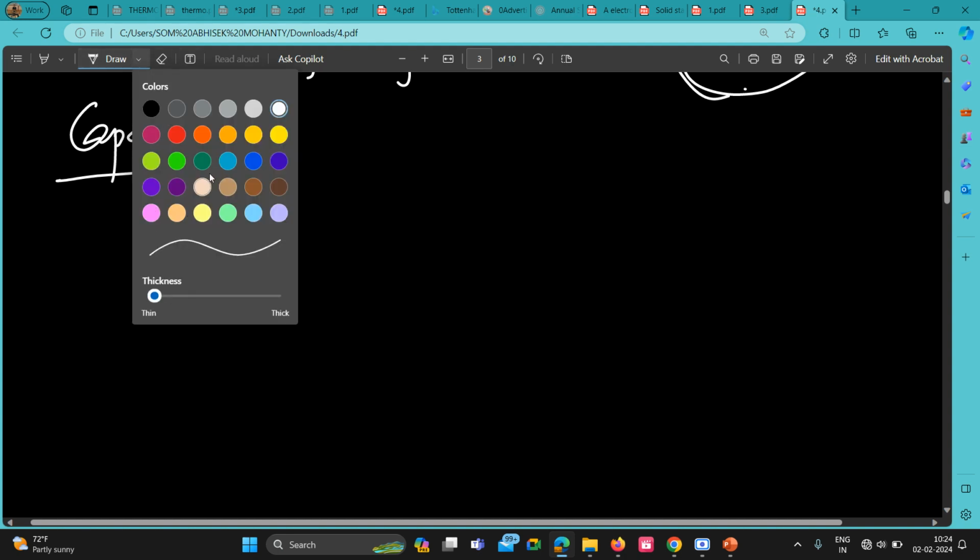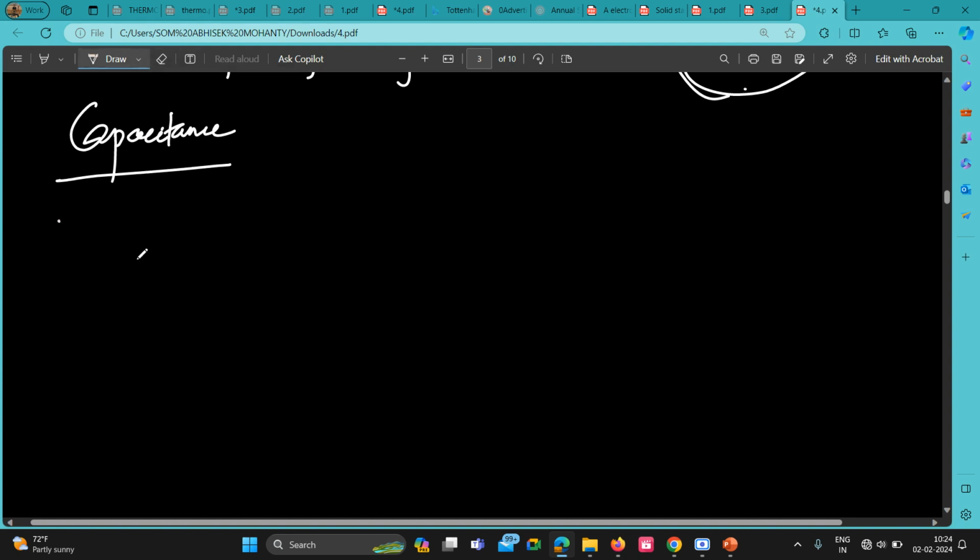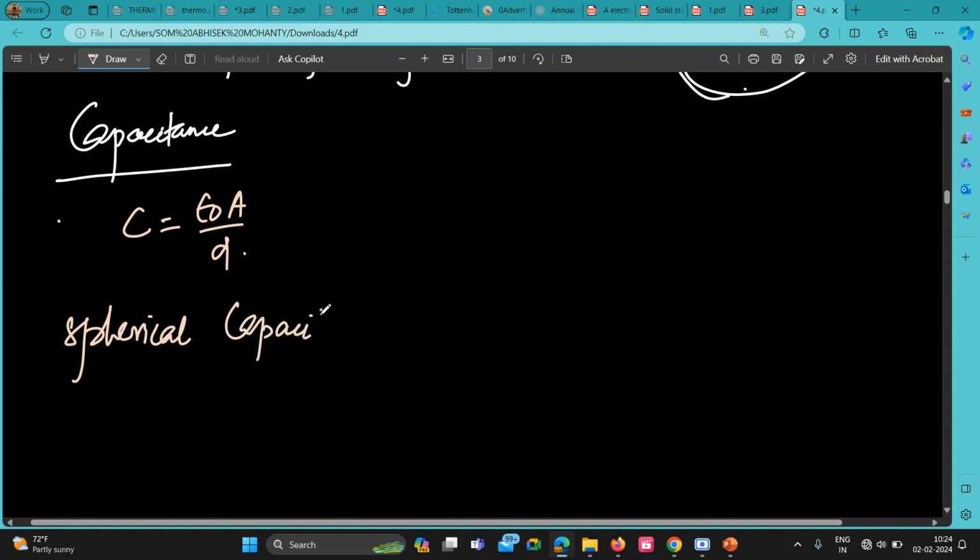Capacitance, we know the formula is epsilon naught A by d. Okay. Spherical capacitor, what is the formula? C is equal to 4 pi epsilon naught R.